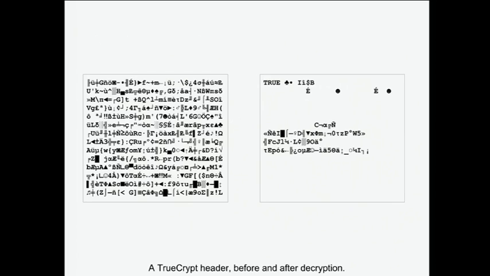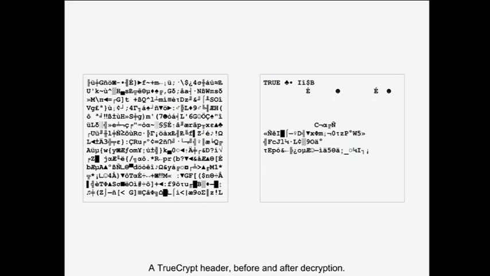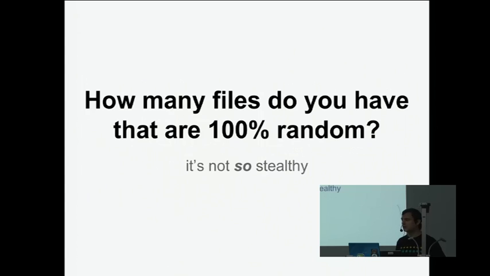If you decrypt it with the password, then you see that it has a valid structure. But you cannot tell it's a valid TrueCrypt volume unless you have the right password. But the question is how many files we have that start with 100% random data. This is not so stealthy. Because a file starting with pure randomness is actually an automated way to look for potential TrueCrypt volumes.